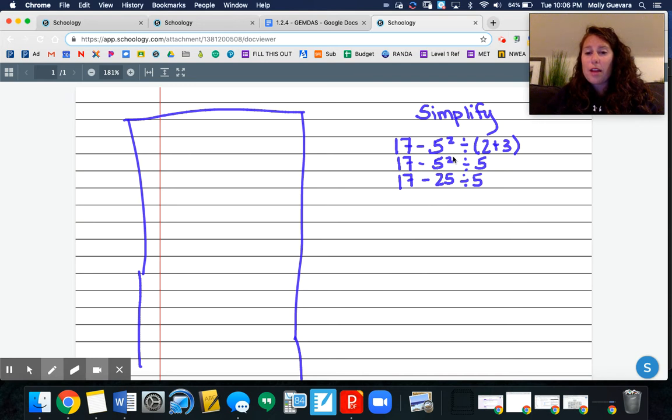Now, I don't have any more exponents or groupings, so the next step is either multiplication or division, whatever comes first. In this case, I don't have multiplication, I only have division. So I do 17. And then negative 25 divided by 5 is negative 5. Okay? And then my last step is just 17 minus 5, which is 12. And there's my answer. Look good?